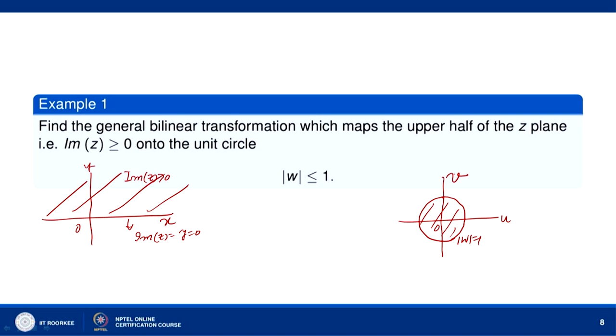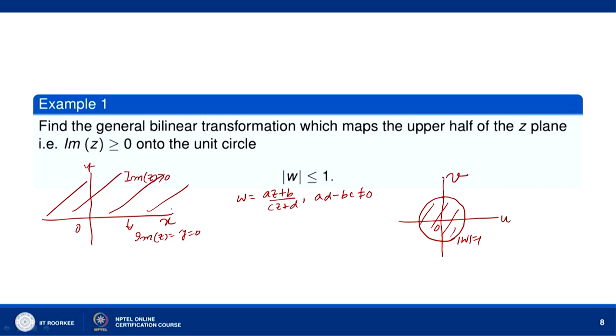Okay. Now, let us consider the general bilinear transformation W equal to (AZ plus B) over (CZ plus D). We know that it represents a bilinear transformation when AD minus BC is not equal to 0, where A, B, C, D are any complex constants.